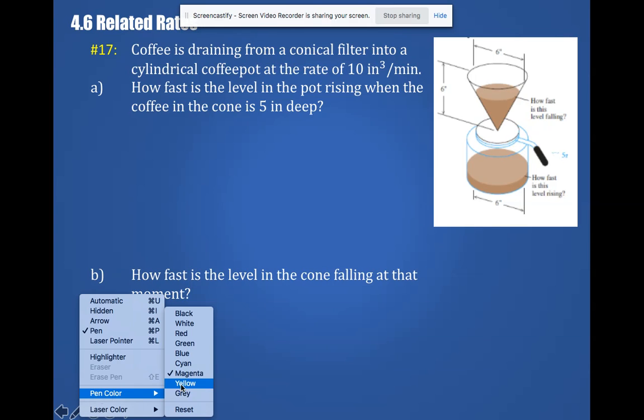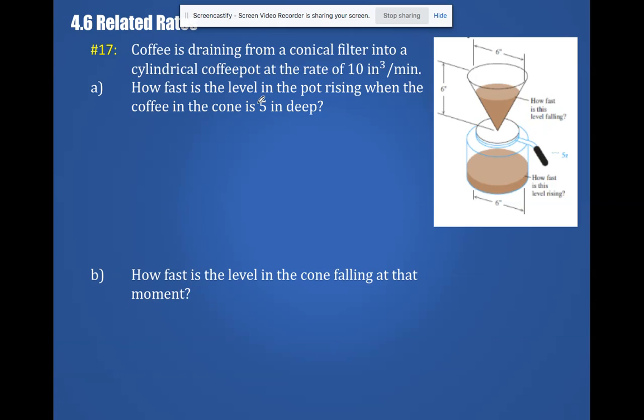I want yellow. All right. Not a whole lot of words for a lot of things going on over here. Coffee is draining, so going out from a cone into a cylinder. I've got 2 geometry shapes. And it is draining at a rate of, what is this? Cubic inches means what? Volume. How fast? There's what I want to find. How fast is the level in the pot?